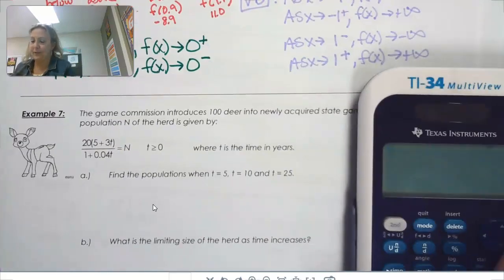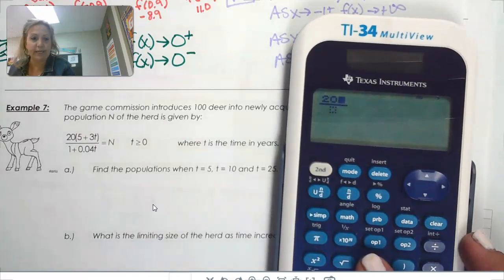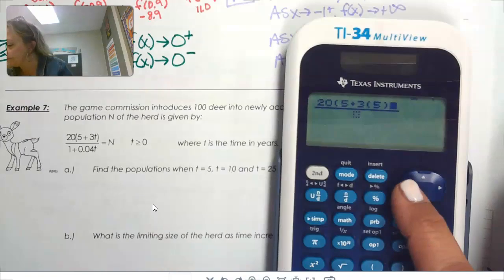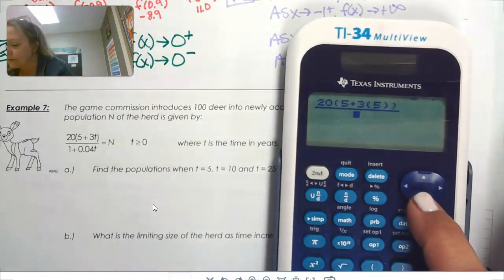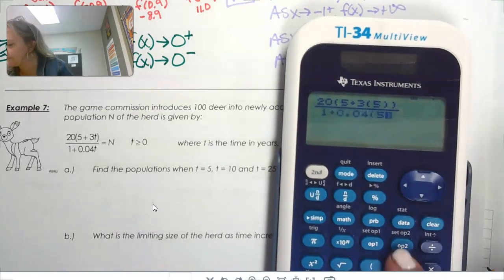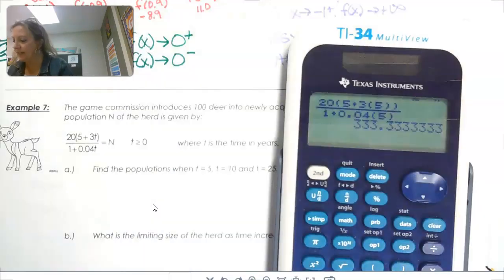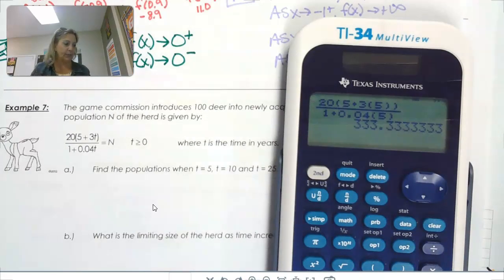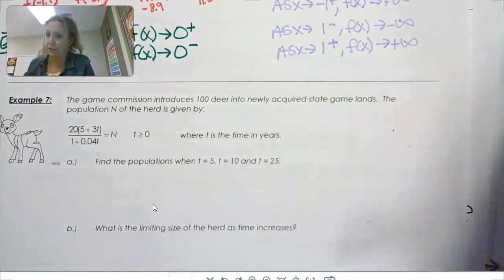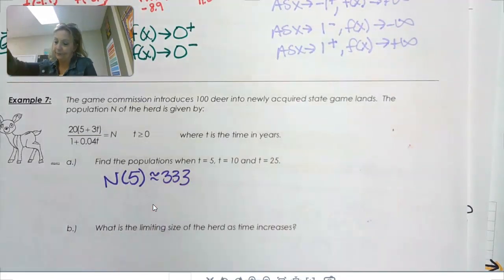Well, all we have to do is substitute that value in. So I would take, again, I could create my fraction, and I'm going to do 20 times 5 plus 3 times 5, and then 1 plus 0.04 times 5. Again, I'm just substituting 5 in for t. And that gives me about 333 deer. Okay, so I'll just make a little note that N of 5 is going to be about 333.